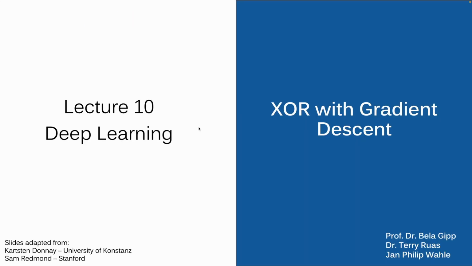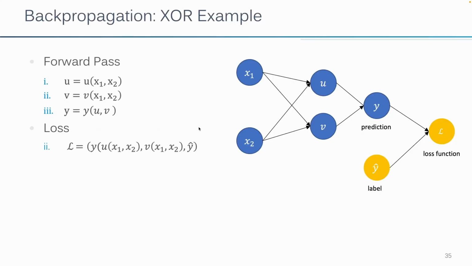So let's go back to the XOR example. Now we want to learn it with gradient descent. Here we have a forward pass. There's x1, x2, the same way. We call the hidden layers now u and v. Prediction is still y and labels y hat. We have the loss function.